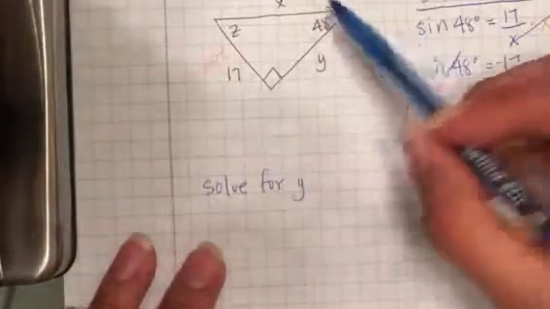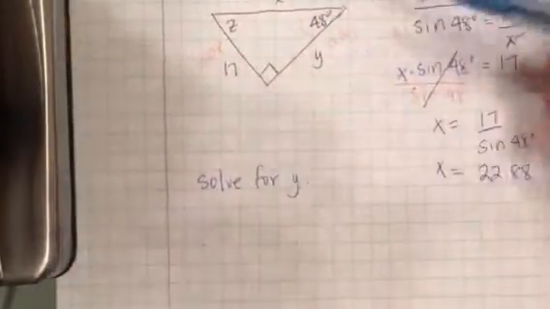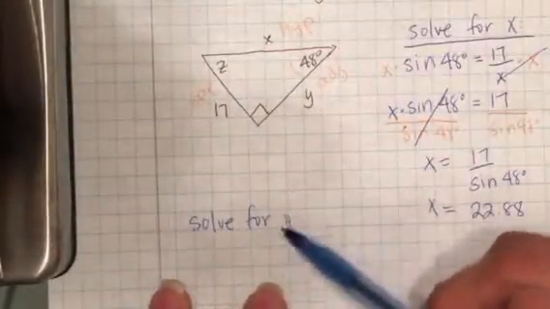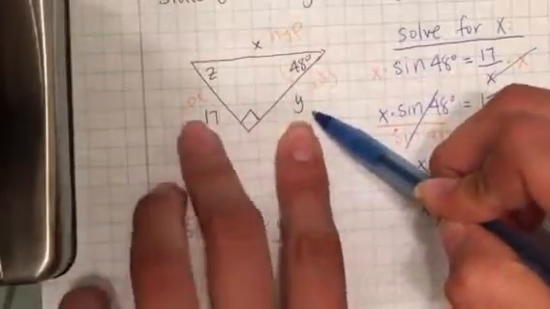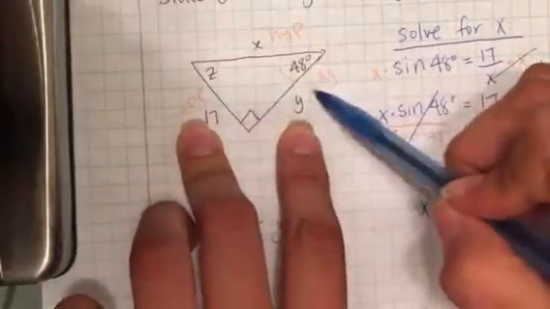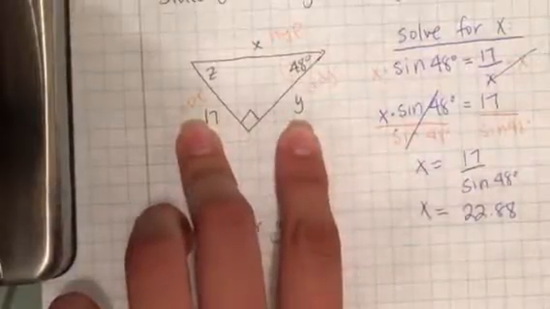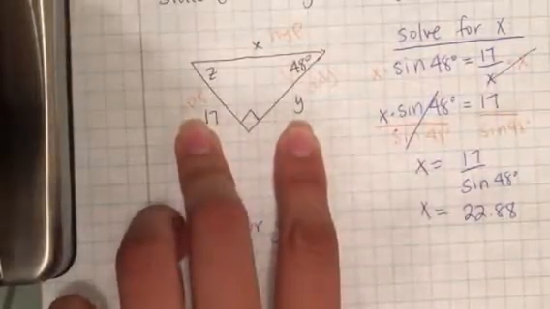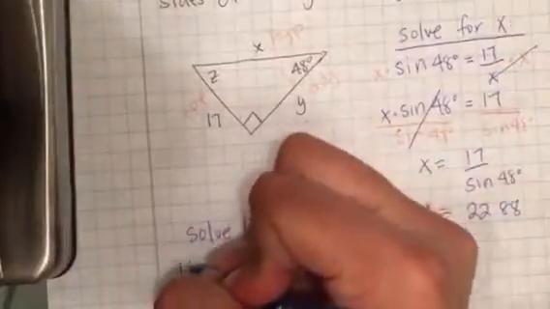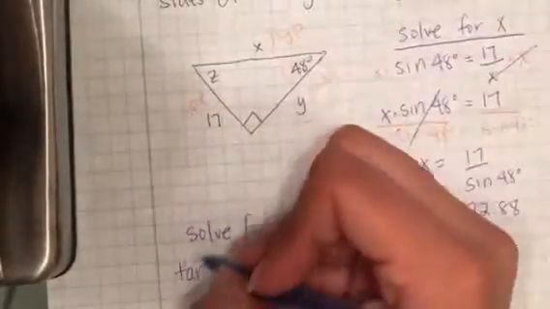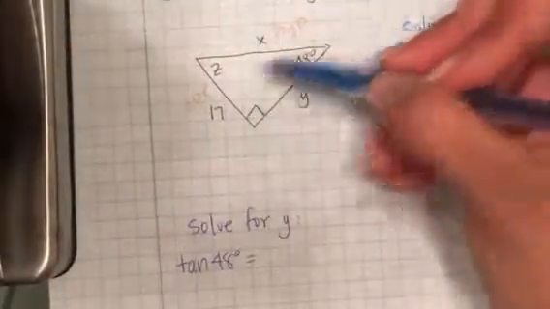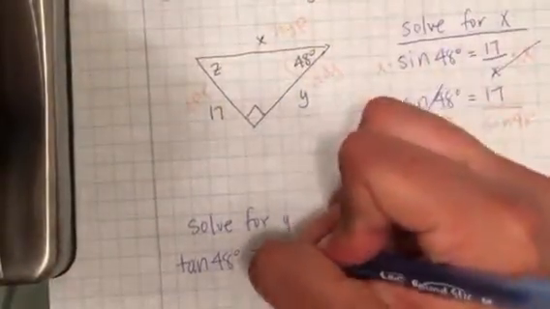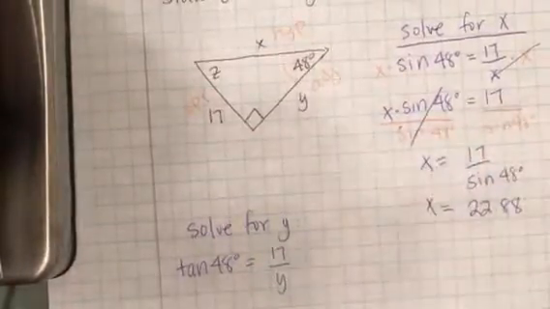Again, I want something that I have and something that I need. This time what I need is my y. I know for sure I'm going to have adjacent, and something that I already have is my opposite. Opposite and adjacent, which one is that? The TOA, right? OA. So that's the tangent of theta, and we know our theta is 48 degrees, equal to opposite over adjacent, which is 17 over y.